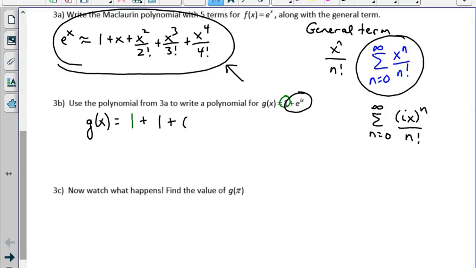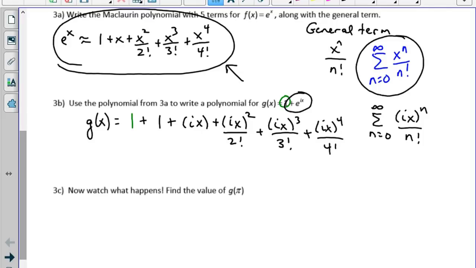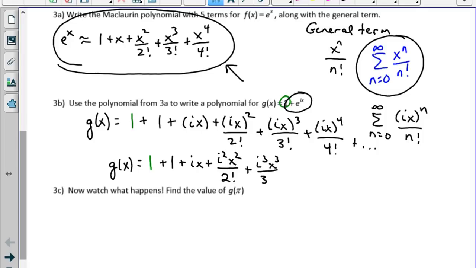So 1 plus ix plus ix squared over 2 factorial plus ix cubed over 3 factorial plus ix to the 4th over 4 factorial, and so on. So I will rewrite that as 1 plus 1 plus ix plus i squared x squared over 2 factorial plus i cubed x cubed over 3 factorial plus i to the 4th x to the 4th over 4 factorial, and so on.